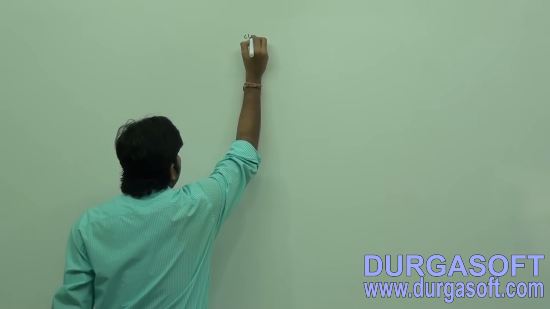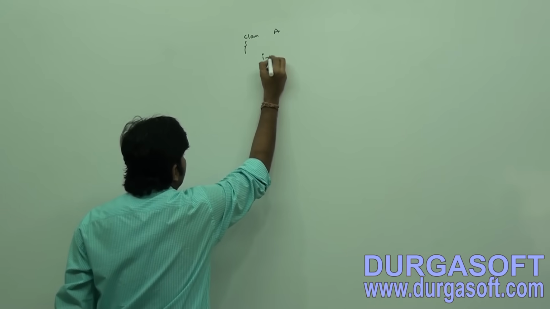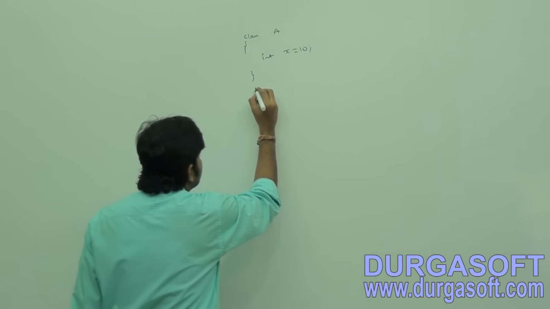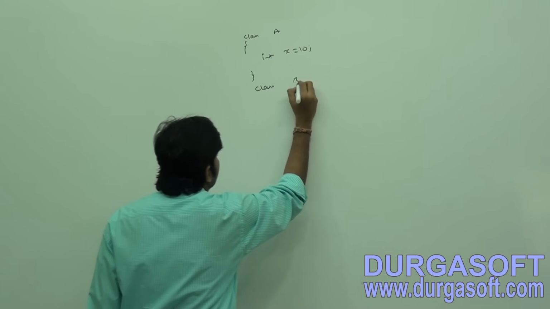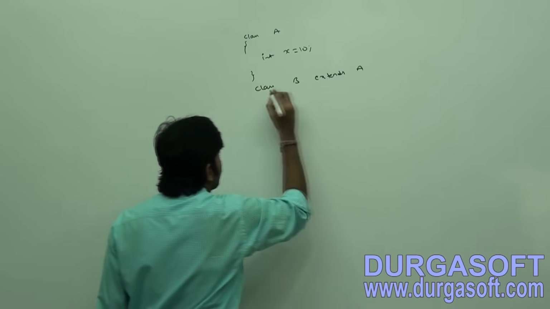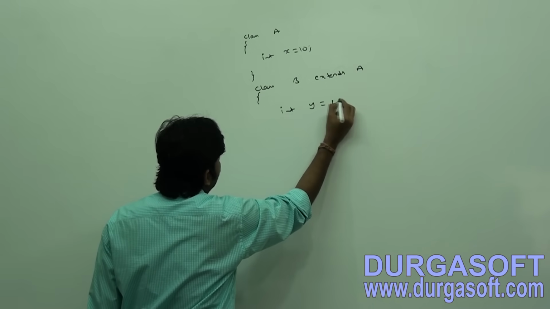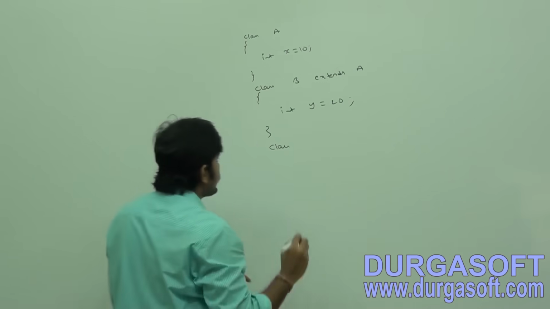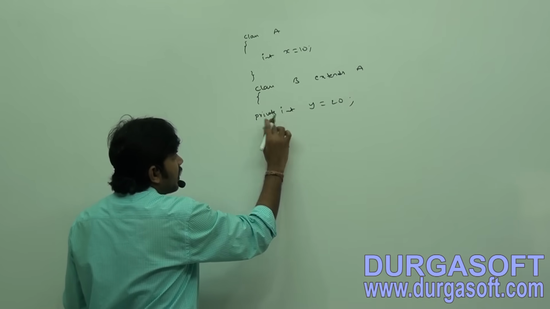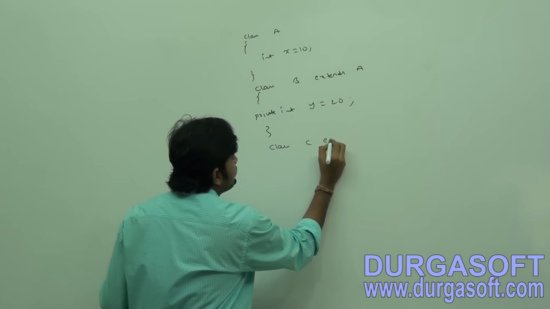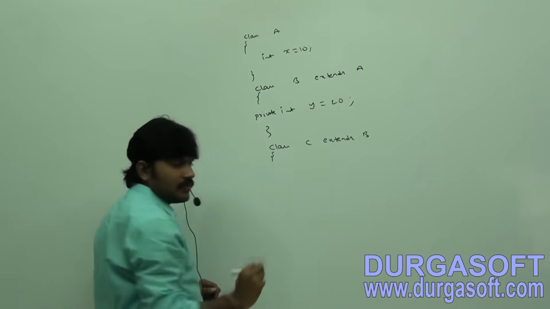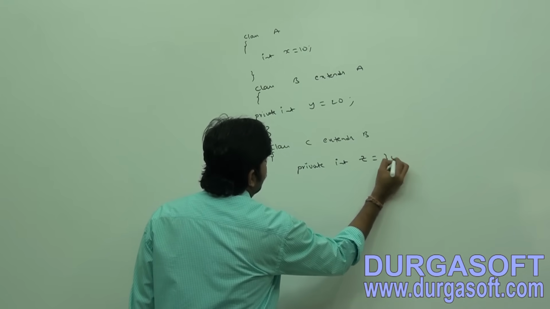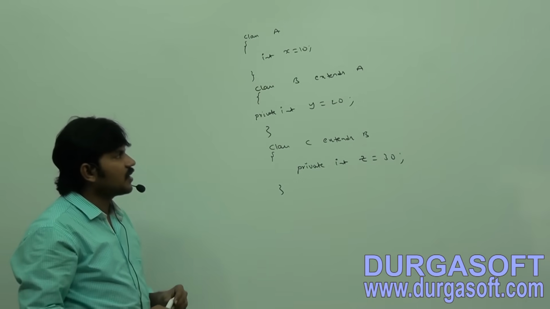Here I am taking class A, int x = 10. Next, class B extends A, int y = 20. Class C extends B, with private int y = 20 and private int z = 30.